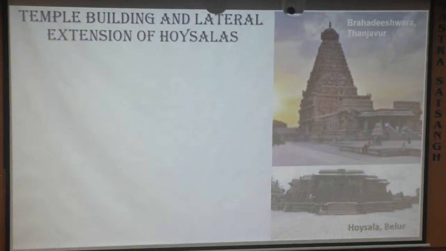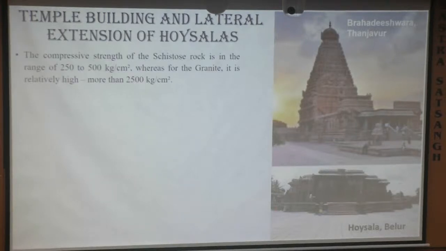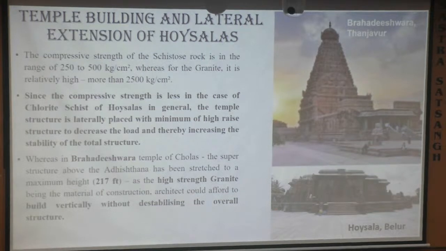Now you can see two beautiful temples. One is the Hoysala's Belur temple, and the other one is the Brihadishwara temple of Tanjavur. One is touching the sky, the other one is short and flat. What it means is that the compressive strength here is low. So instead of extending upward, they have extended on the horizontal side. That is, the area has been increased instead of going upward. Since the compressive strength is less in the case of the chlorite schist of the Hoysalas, in general the temple structure is laterally placed, with a minimum of high-rise structure, to decrease the load and thereby increase the stability of the total structure. That's the essence of this slide.